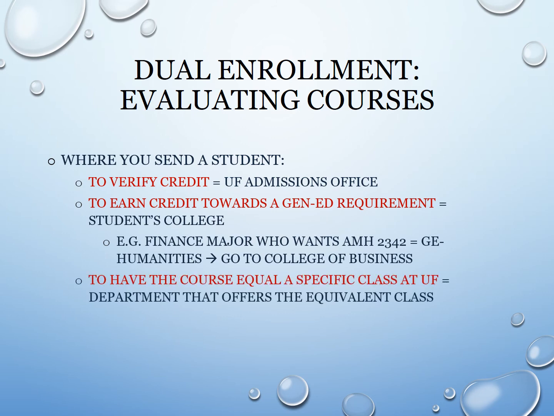Now let's say they want to have the class count as something specific. Then they want to go to the department that offers the equivalent class. So let's say this finance major is really interested in a history minor, right? It's not just that we want gen ed humanities credit. Now we want to make sure that the class actually can apply towards a history minor, something very specific. Then we would want the student to go talk to the history department. We want them to go to the department that offers the class to evaluate it at a much smaller micro level, right?